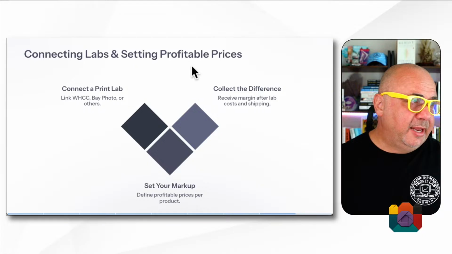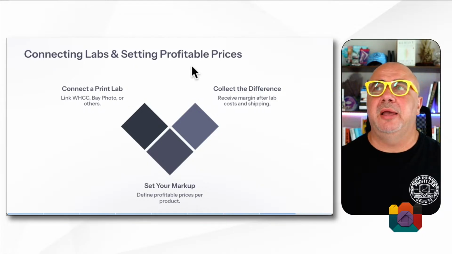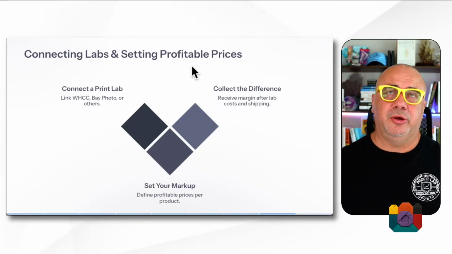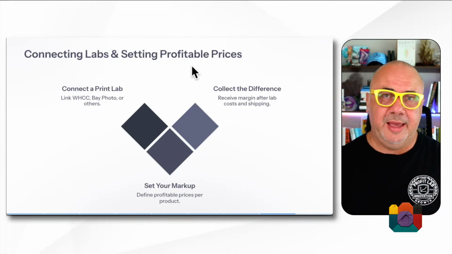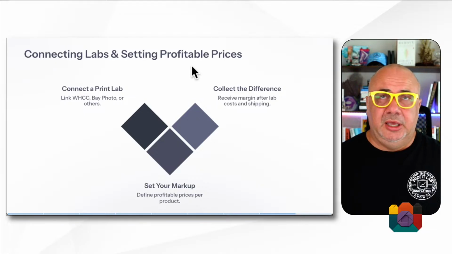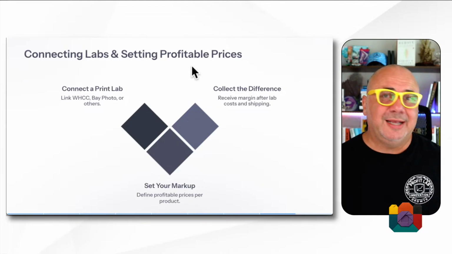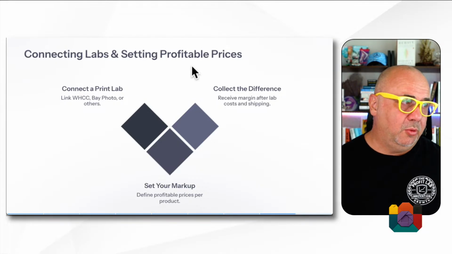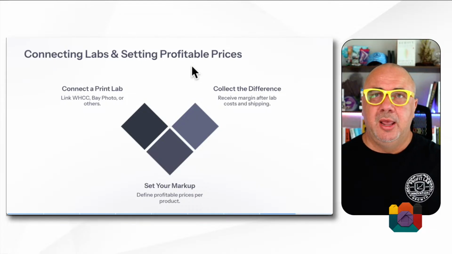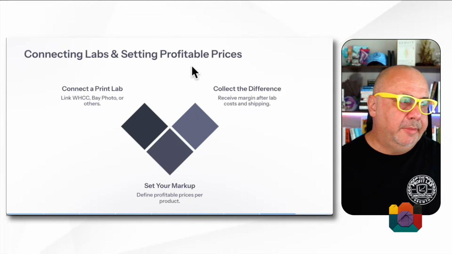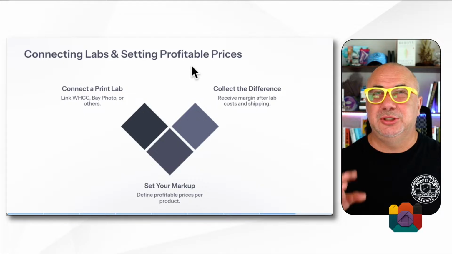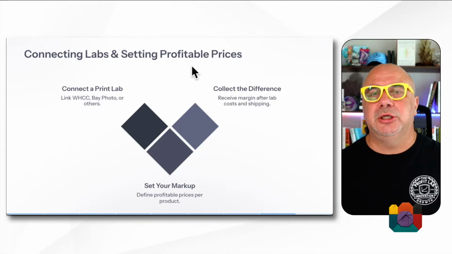And then as far as labs, because I mentioned labs, the popular labs, how can you connect? I'll walk you through and show you where you set the price sheet and how you connect the lab. But basically, the principle is you connect a print lab like White House Custom Color, Bay Photo, MPix, all the popular ones are there. And then you set your markup, which is usually when photographers are like, yeah, but how much do I charge?